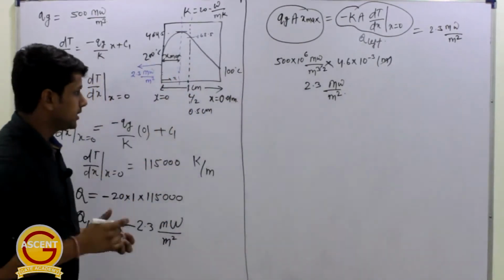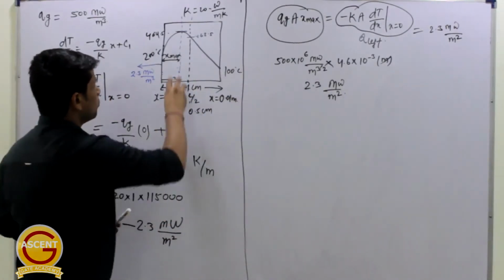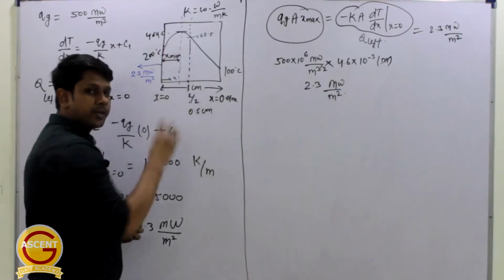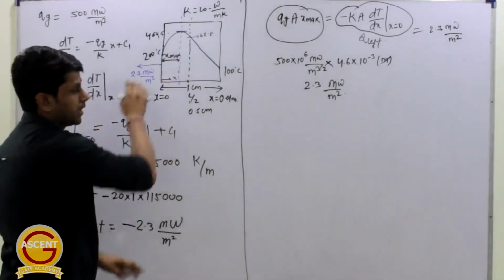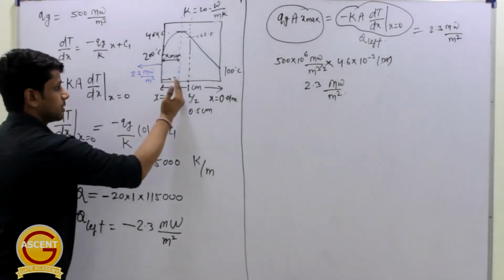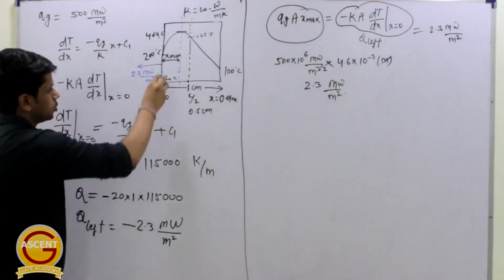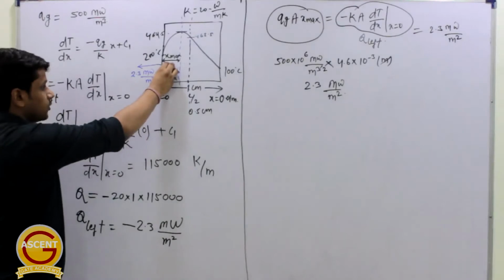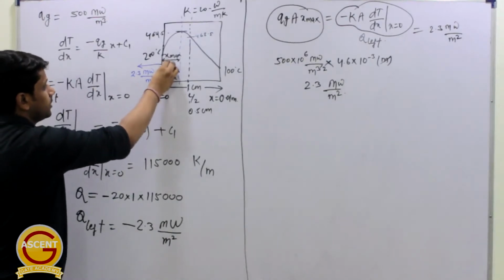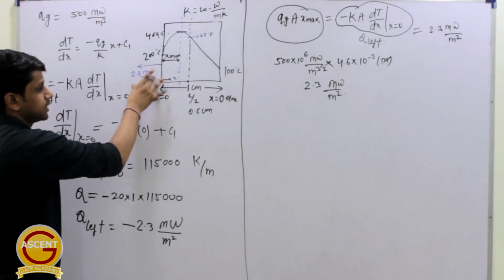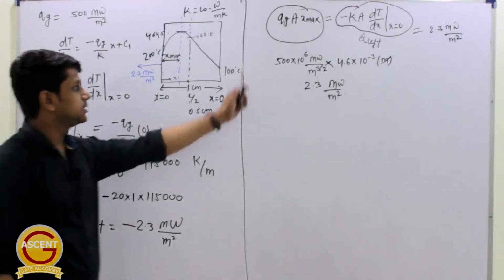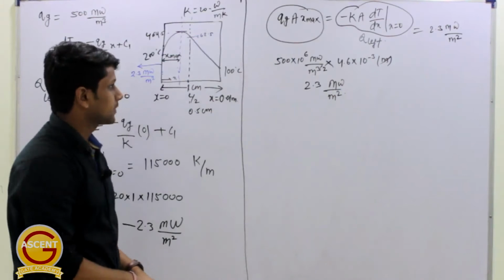So what is the meaning here? 2.3 megawatt per meter square of heat was generated in the left hand part, from this X max value. So 2.3 megawatt per meter square was generated here, and that same value of heat is leaving by conduction through this left phase, right. So this energy balance equation is true for us.